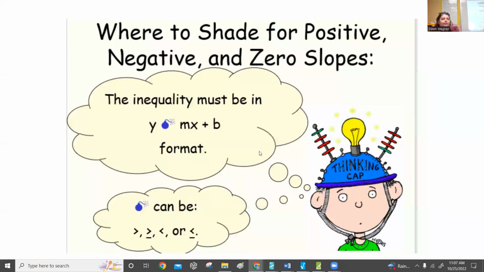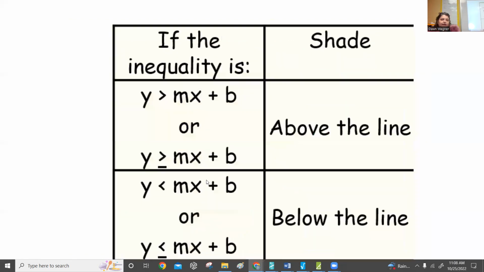Okay, so where to shade for positive, negative, and zero slopes? Depending on if you have greater than or less than will determine on which side you shade. Now, when it's greater than, you shade above the line, up. When it's less than, you shade below the line, down. So when you're looking at these, you always want to make sure your y is on your left side, so that way you're shading correctly.